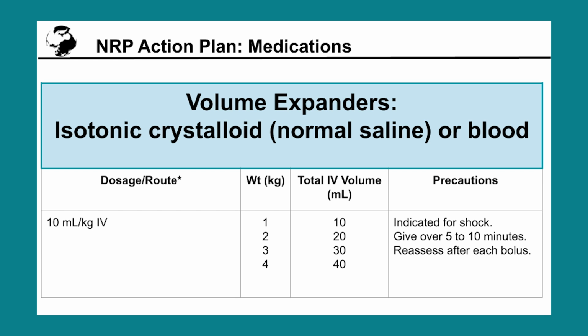Volume expanders are often given if the baby is in shock. Commonly delivered volume expanders include blood or normal saline. 10 milliliters per kilogram of these medications may be given through the baby's IV over the course of 5 to 10 minutes. The baby should be assessed following each given bolus.